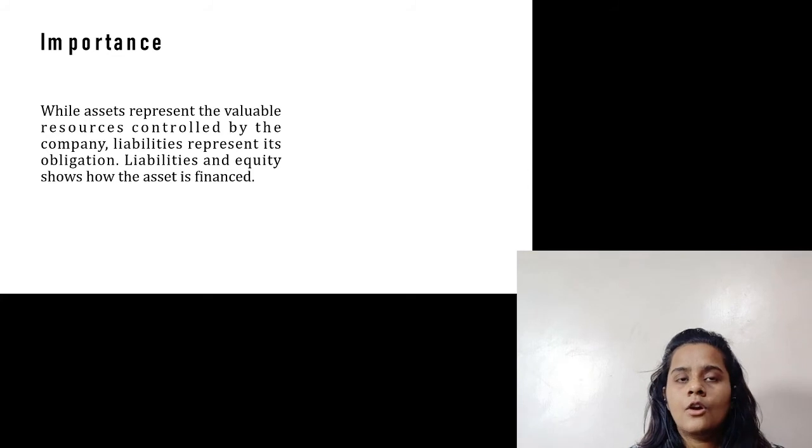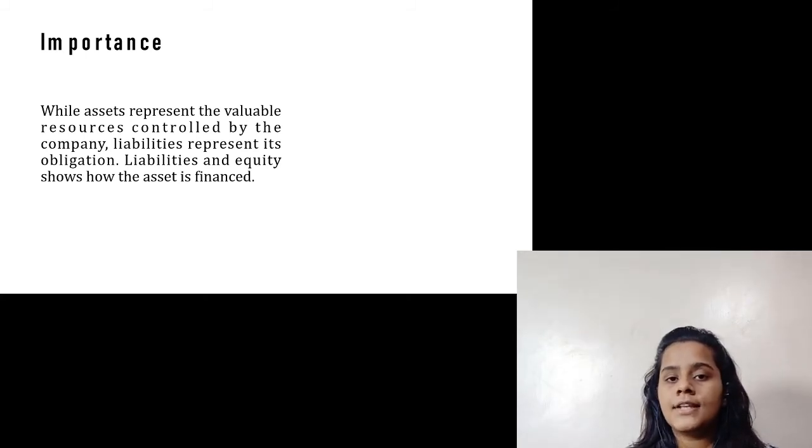Then, what does asset represent? Asset represents the resources that are controlled by the company. That cash belongs to me, the motorcycle belongs to me, while the liability represents the obligations. Because of those assets we control, now we have an obligation to pay to the creditors. Equity is the owner's interest. So liabilities and equity show how the asset is financed.